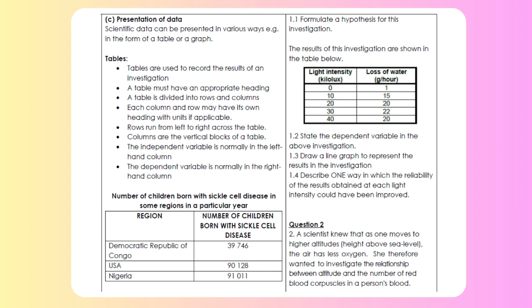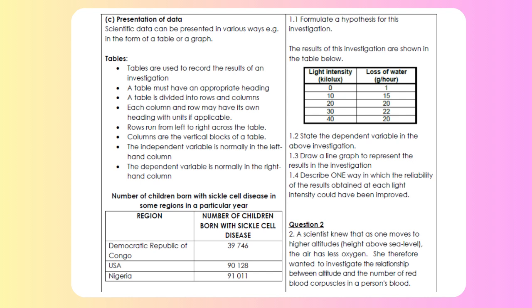Number of children born with sickle cell disease in some regions in a particular year. Region. Number of children born with sickle cell disease. Democratic Republic of Congo, 39,746. USA, 9,128. Nigeria, 91,011.